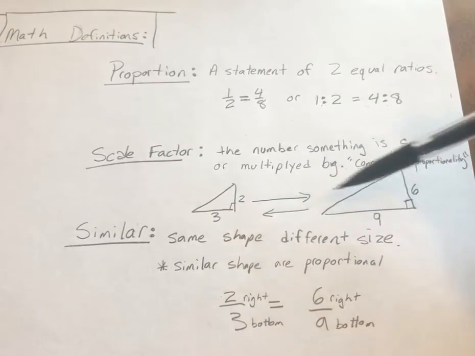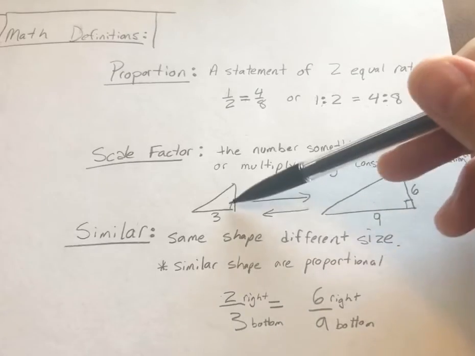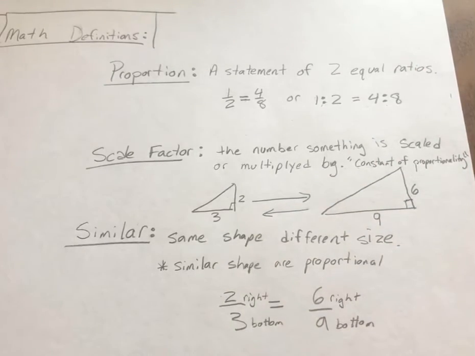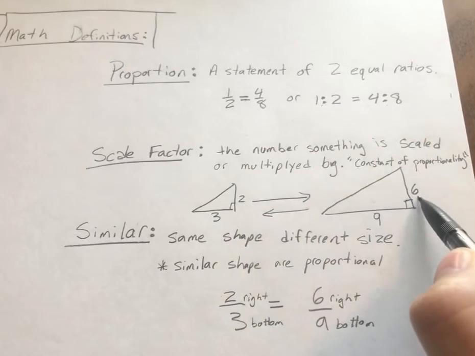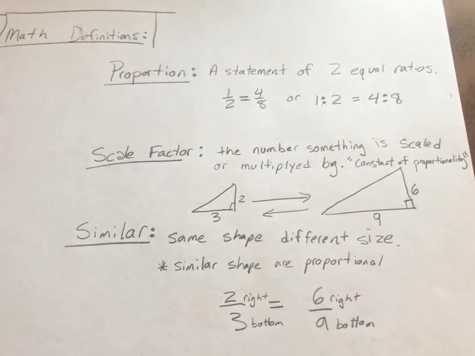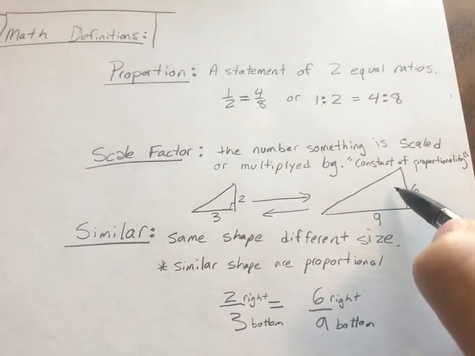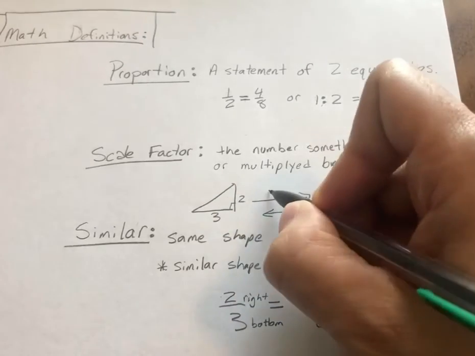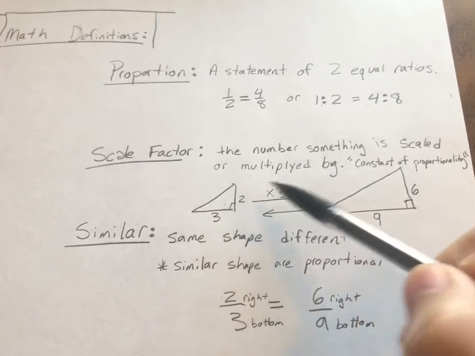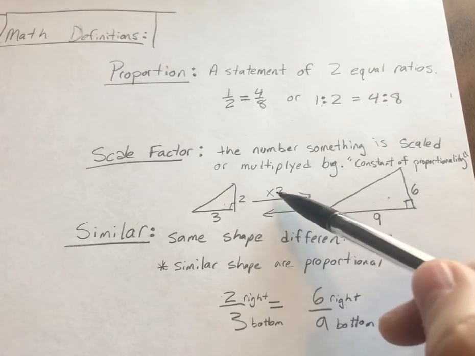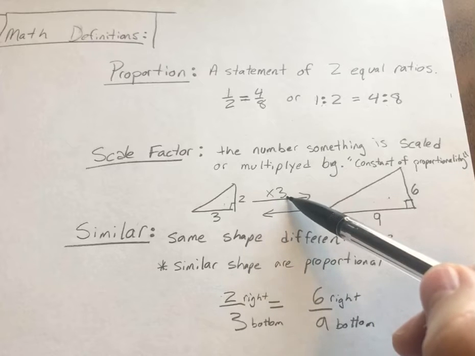So here are 2 similar shapes. Similar shapes have a scale factor between them. It looks like this 2 on the right side matches up with this 6 on the right side. 2 to 6, so the scale factor would be times 3. From the small triangle to the large triangle, the scale factor is 3.